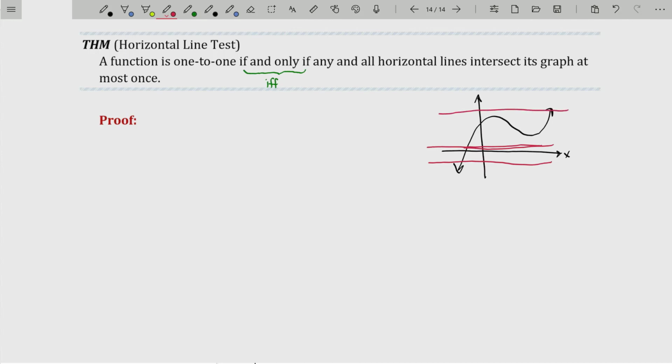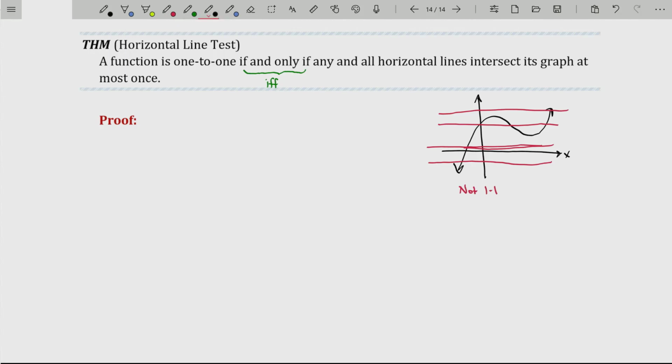This line hits it at most once. But those aren't every single horizontal line in the world. Here's a horizontal line, and it hits it 3 times. And so therefore, since it hits it more than once, we can throw this function out. This is not 1-to-1. That's the notation for 1-to-1.